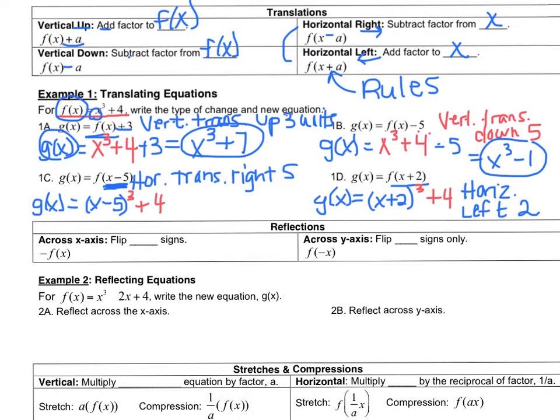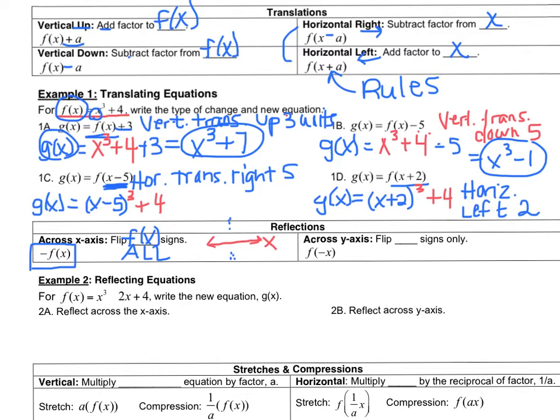Now for reflections. If you would like to flip your graph across the x-axis, remember the x-axis goes this way. And so what you're doing is you're flipping from top to bottom or bottom to top. So you are going to flip all the signs on the entire equation. So you can fill in f of x there, or if you remember that that's going to apply to the entire equation, you're just going to flip all the signs. So here's the rule for that. Just negative and then f of x. So you'll flip every single sign.